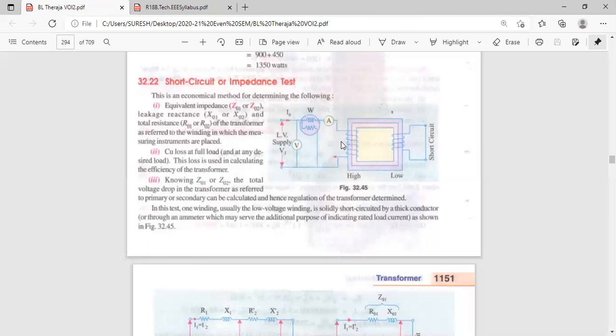Therefore, copper loss is I square into R. Resistance of this coil is R. I is the current we are applying in the short circuit. Full rated current I am applying, 5 ampere. Therefore, whatever I square R loss is going to occur, this wattmeter will give the reading of that I square R loss. I square R is power. Power unit is watts. That power is measured with the help of this wattmeter.